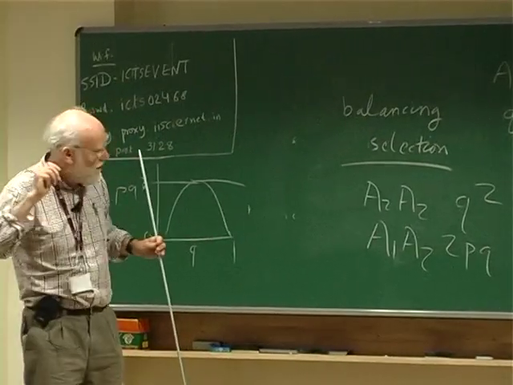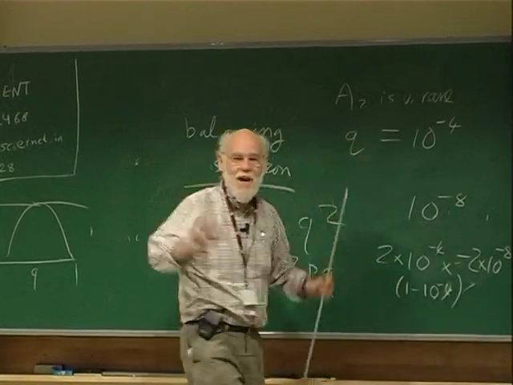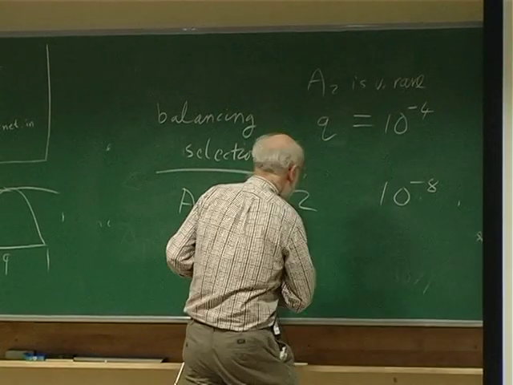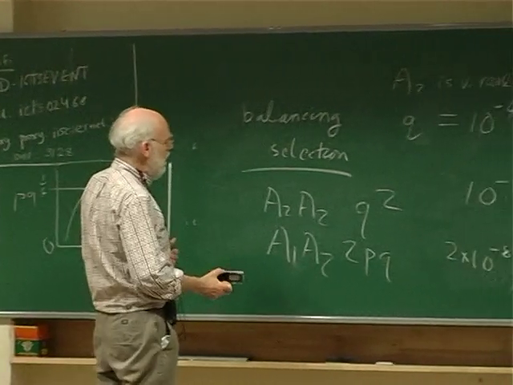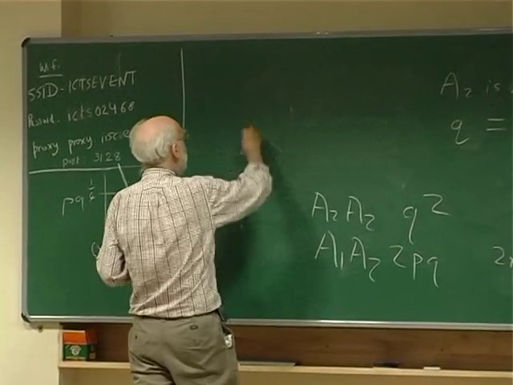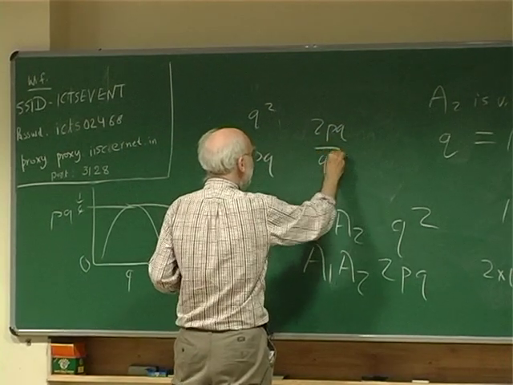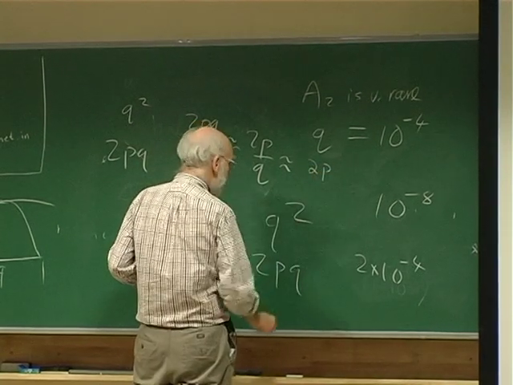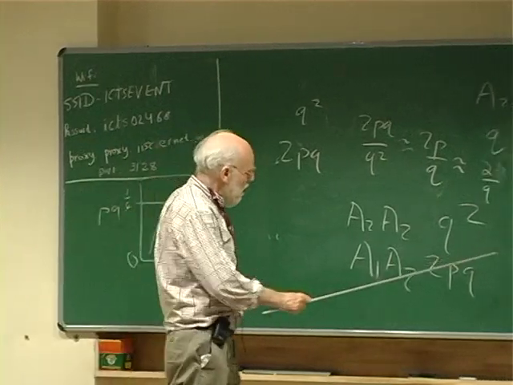So basically, 2pq is about 2 times 10 to the minus 4, and Q squared is 10 to the minus 8. So in general, the ratio of 2pq to Q squared is roughly equal to 2p over q, or if q is very small, roughly 2 over q. So the ratio of those two is roughly 2 times 10 to the 4.